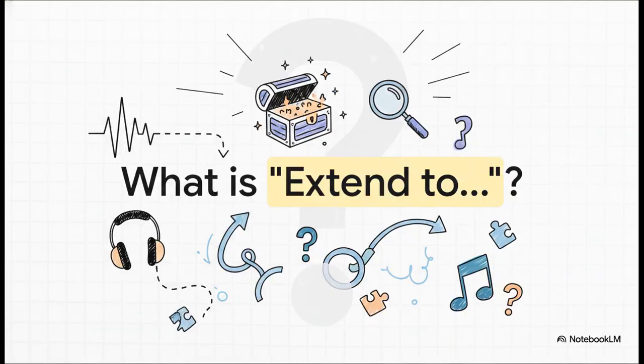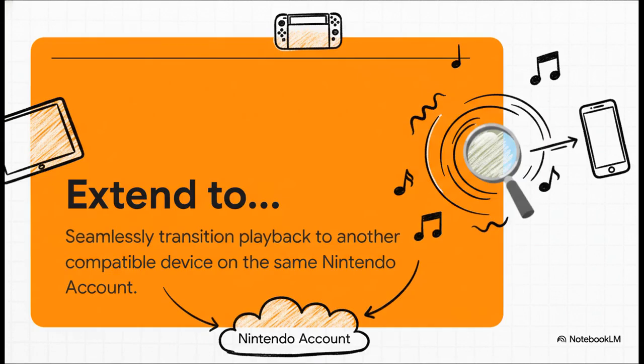All right, next up is a feature with a kind of mysterious name, Extend To. So, what in the world does that actually do? It's basically a handoff feature. So imagine you're at home listening to music on your tablet, but you've got to head out. With Extend To, you can just tap a button and instantly send that music over to your phone, picking up right where you left off without missing a beat. As long as you're logged into the same account, it just works.